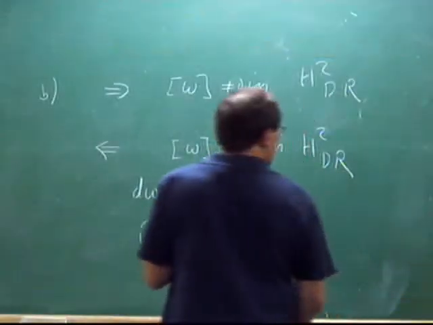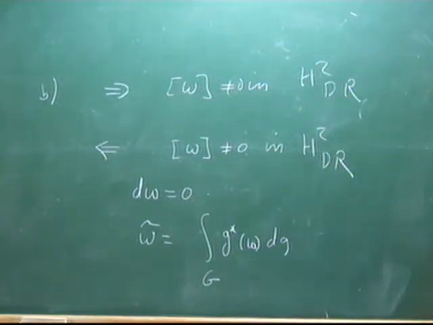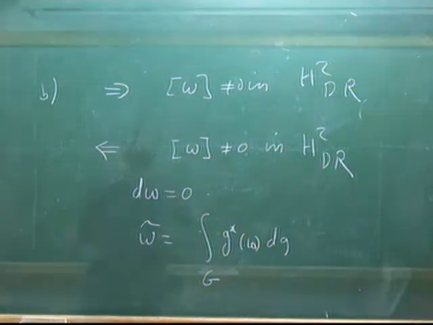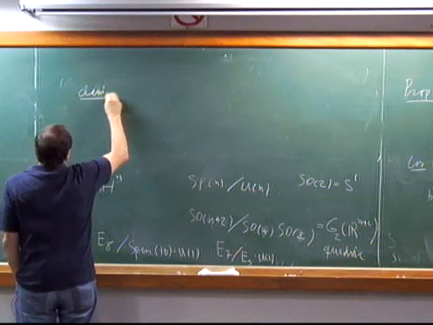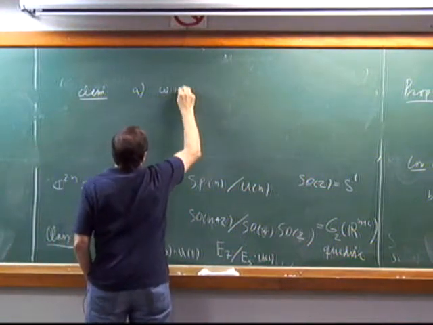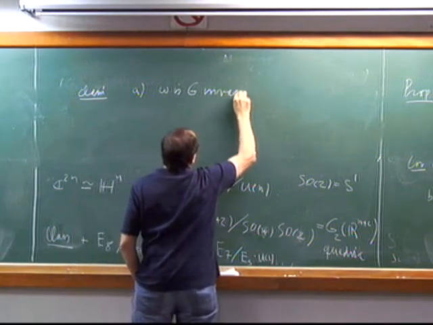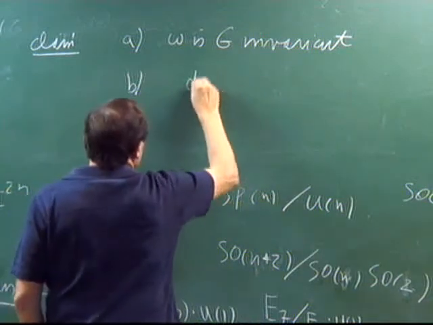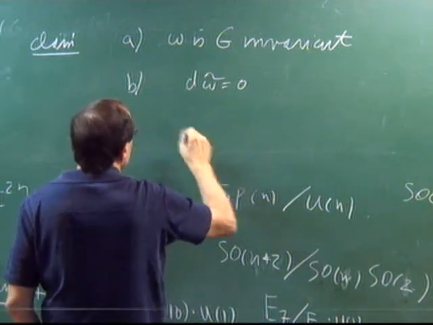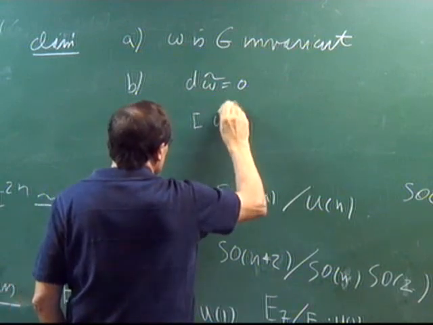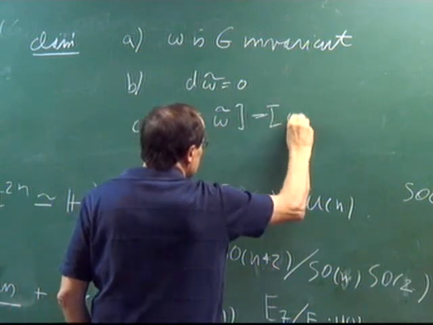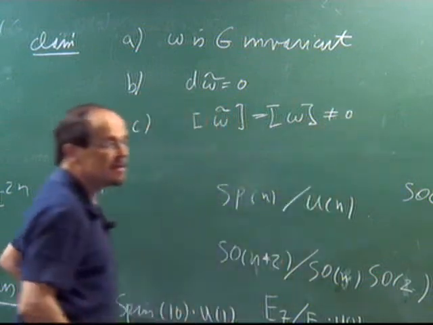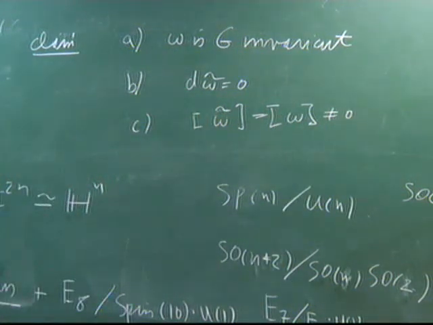So now I claim the following. Claim: A, omega tilde is G-invariant. That's kind of clear, right? As usual, if I average something, it's invariant. B, d omega tilde is also closed. And C, the cohomology class of omega tilde is the same as the cohomology class of omega, and hence non-zero. So the thing is, I can just replace my de Rham cohomology class by something that's invariant.